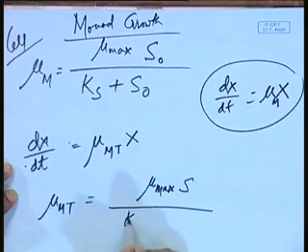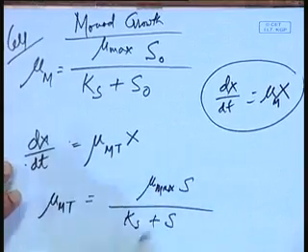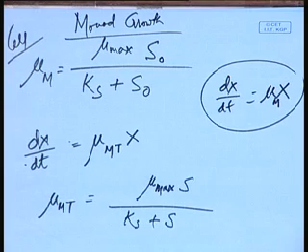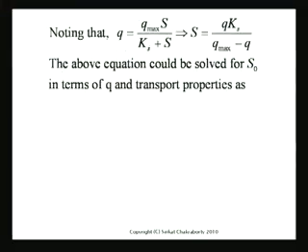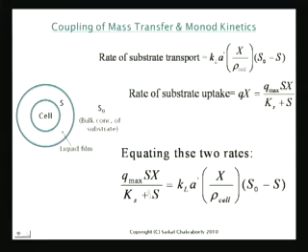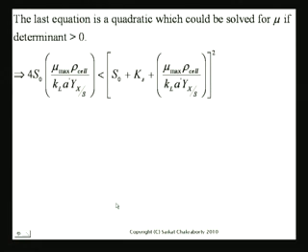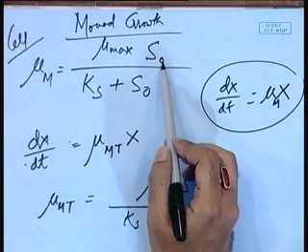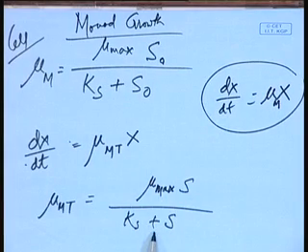Times S plus Ks plus S, okay? We did that before. This is the one, okay? So what's the difference? The difference is for pure Monod growth, if there is no mass transfer, it will be S naught, but in the presence of mass transfer, you have S.